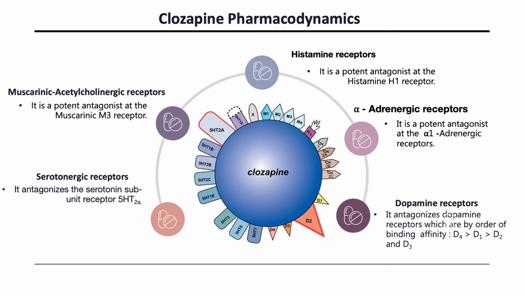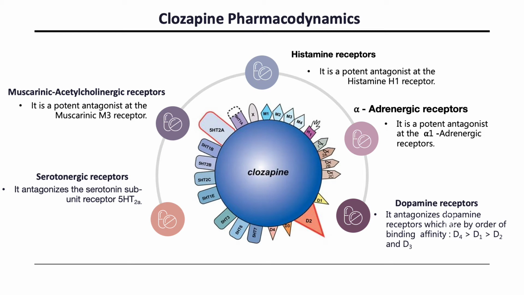So moving on to the dopamine receptor. Similarly to other atypical antipsychotics, when clozapine binds to dopamine receptors, it rapidly dissociates from the receptor site before dopaminergic side effects, such as dystonia and tardive dyskinesia, can occur, but long enough to treat the positive symptoms of schizophrenia.